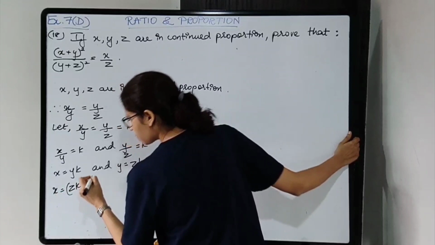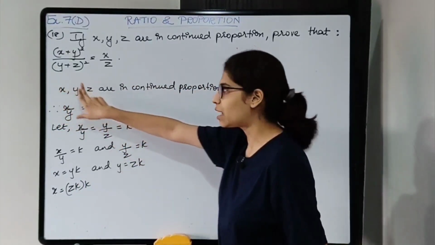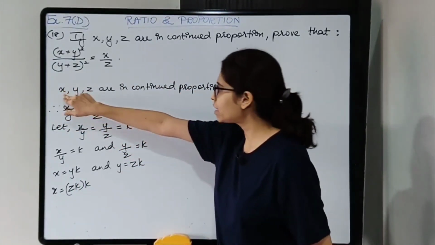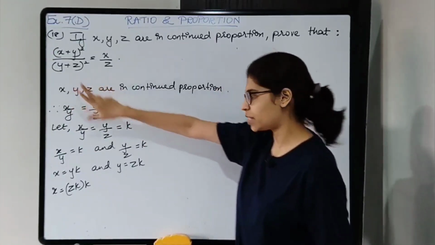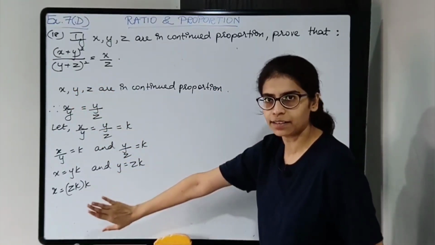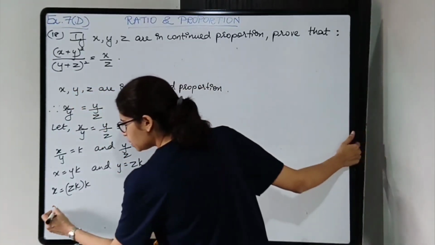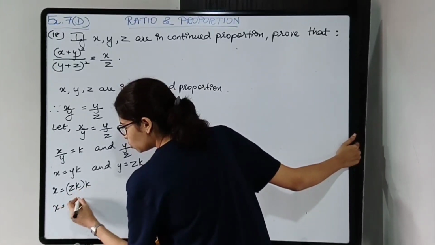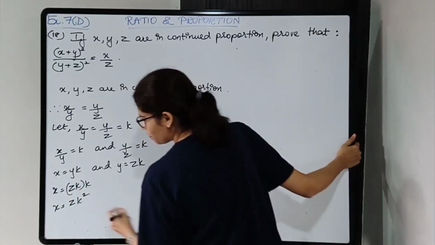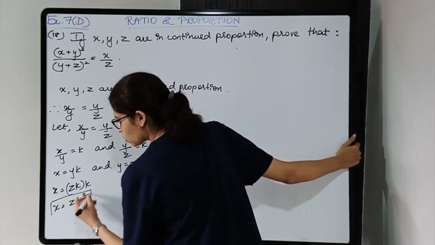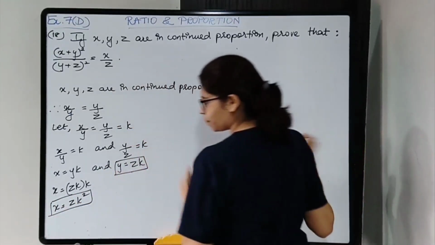ठीक है, फर्स्ट एंड सेकेंड को हम लोग लास्ट के टर्म्स में लेकर आएंगे. So x also in terms of z, y also in terms of z. y मिल गया, x को भी लेकर आना है. So x will be equal to z into k, that gives k square. So x is equal to zk square and y is equal to zk.